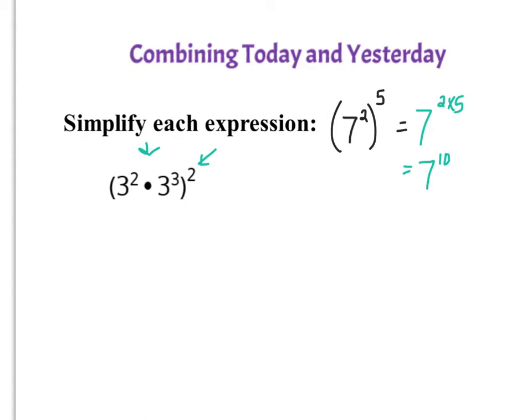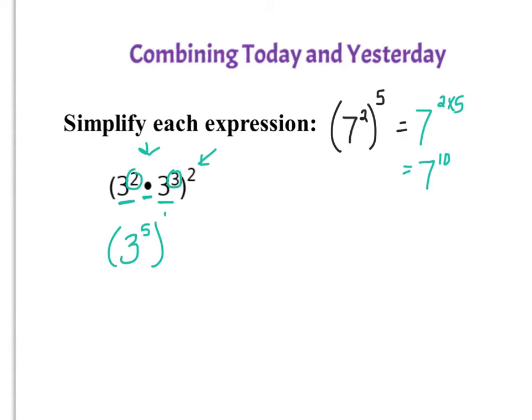Thinking about order of operations, I want to see, can I take care of what is in the parentheses? Can I simplify what's in the parentheses? And I can. I am multiplying like bases. So thinking back, when I multiply with like bases, I'm going to add my exponents. So 3 to the 2nd times 3 to the 3rd is 3 to the 5th power. That means I would take 3 and multiply it 5 times.